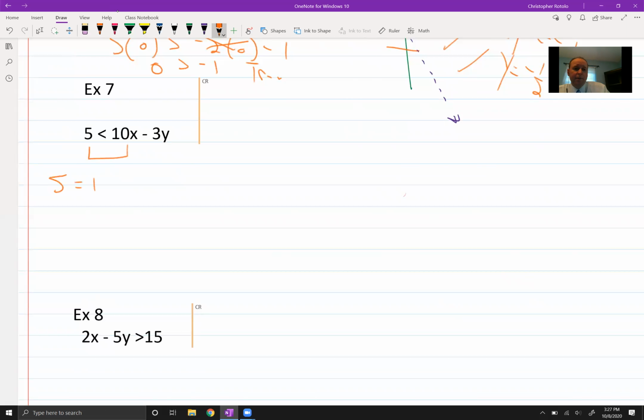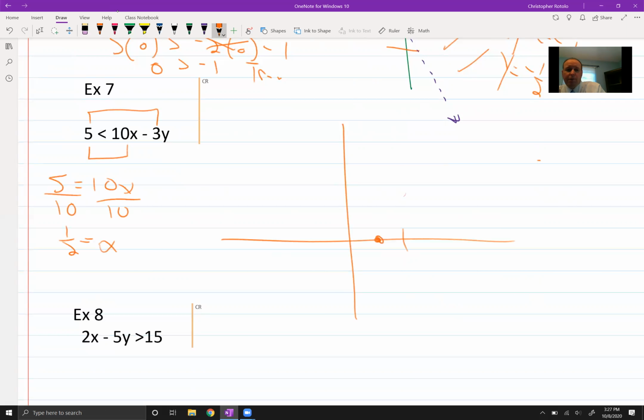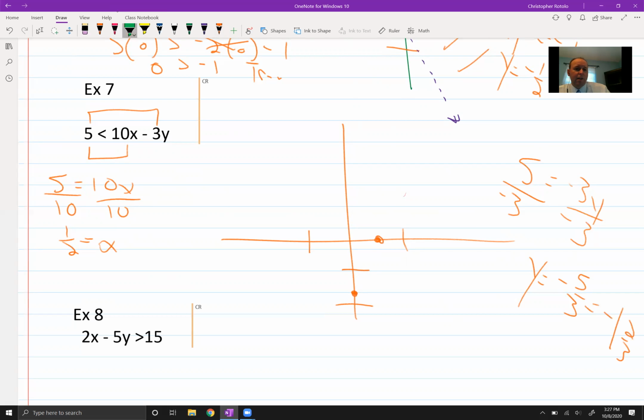Okay, so 5 equals 10x, divide by 10. So x, remember, is 1/2. So if that's 1, 1/2. And then we'll work this way as well. 5 equals negative 3y. So y is negative 5/3. Well, that one I'm going to have to change, right? That's going to be negative 1 2/3 on the y-axis. 1, 2, 2/3. Now I'm going to double check my inequality. I'm only looking for solid or dashed here. That's a dashed line, my friends.